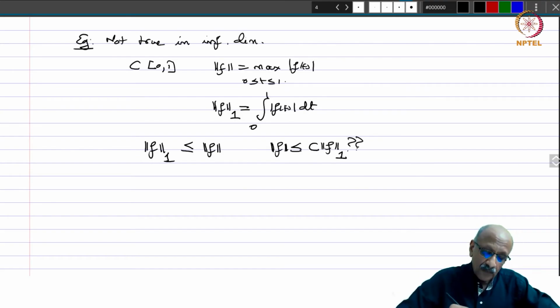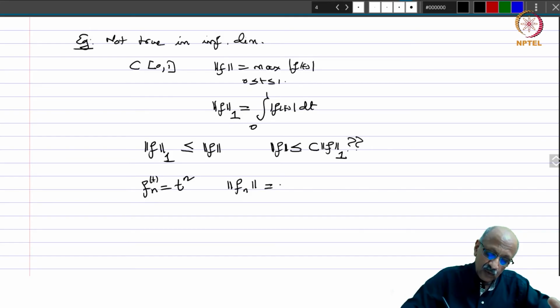Answer is no. So we can give a counter example. We can construct several. There's one in the book which I mentioned to you, and now I will give you another one. So let us take f_n equals t^n, same f_n(t) as t^n. Then what is norm f_n? It is 1 for all n.